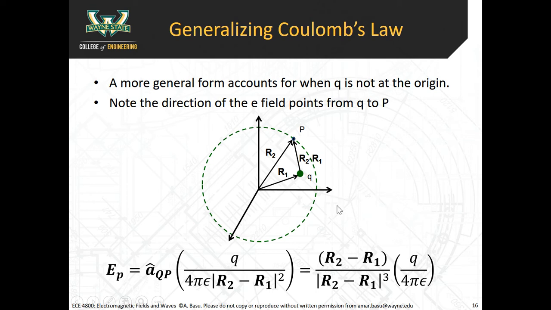All right, and notice that the vector, not the unit vector part, but the vector QP, the vector going from Q to P, is equal to R2 minus R1. So what is R2 and R1? R1 is the 3D coordinate of the charge, and R2 is the 3D coordinate of the observation point. You'll see when we do an example problem here. So R2 minus R1, that is the vector QP.